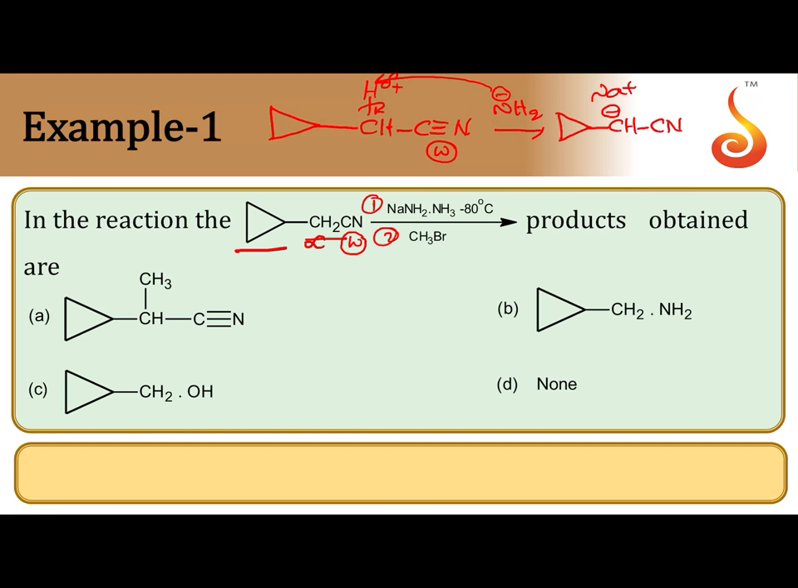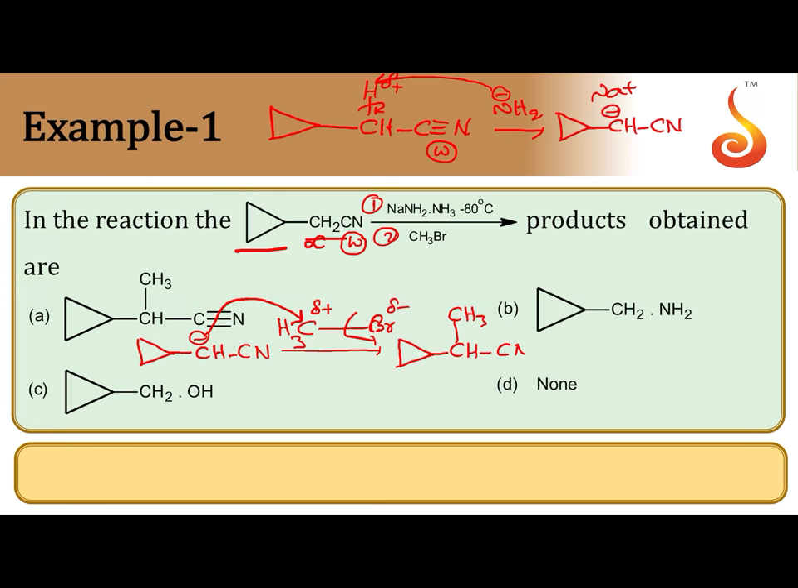So first, the carbanion is formed. After the formation of the carbanion, it is reacted with methyl bromide. We know methyl bromide has an electrophilic carbon. So the carbanion acts as the attacking nucleophile and attacks the electrophilic carbon from the opposite side of the C-Br bond by SN2 mechanism. CH3 is introduced at the alpha carbon. CH taking CH3, CN remains present.